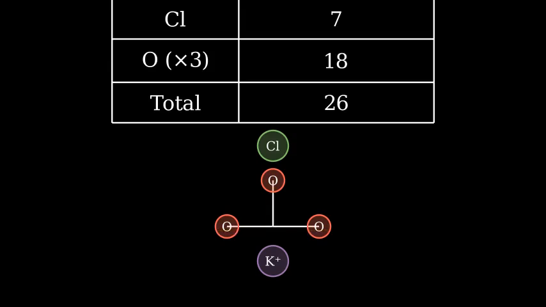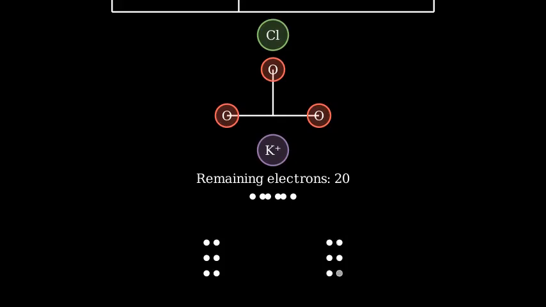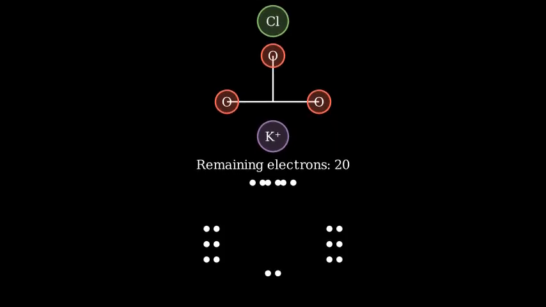Each single bond represents 2 shared electrons. We have used 6 electrons for the 3 bonds. The remaining 20 electrons need to be placed as lone pairs. Each oxygen gets 3 lone pairs, and chlorine gets 1 lone pair.